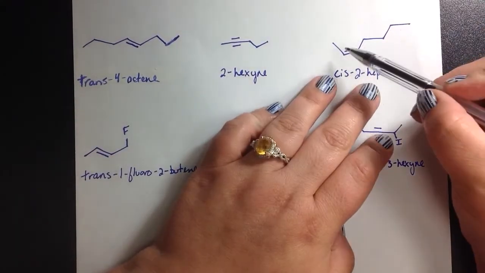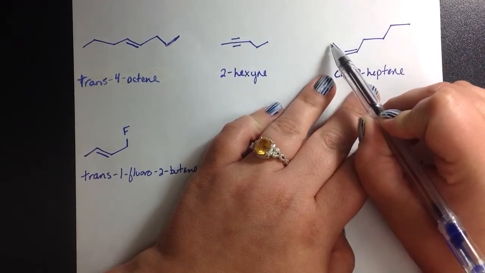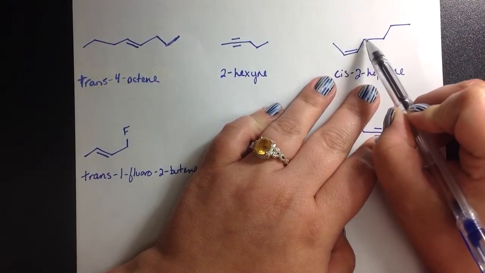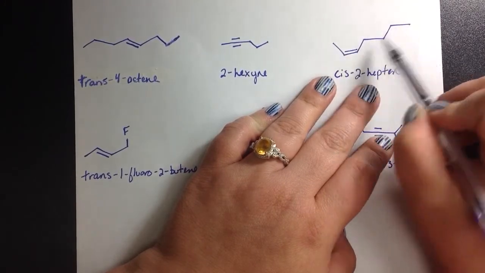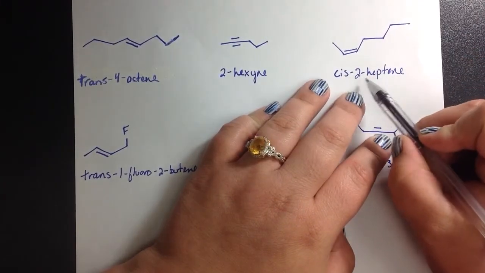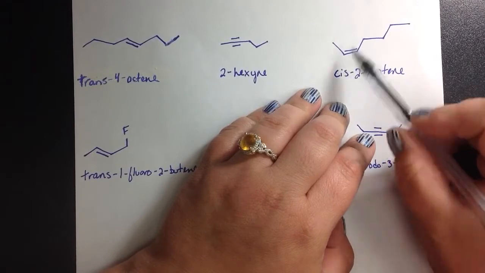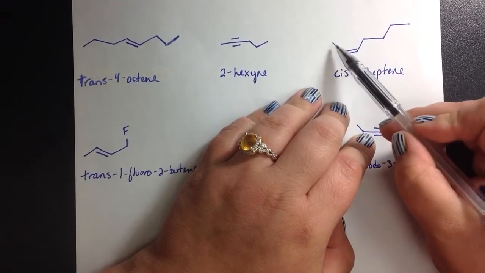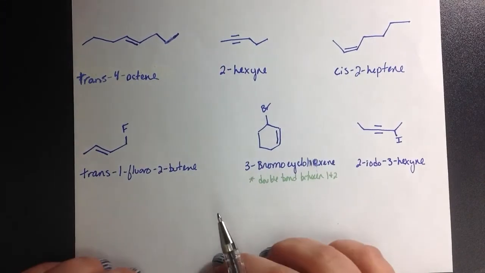I'm going to again start by counting our carbons here. 1, 2, 3, 4, 5, 6, 7. We want to count this direction because it gets us to that double bond fastest. So it's going to be a 2-heptene, and we designate it as a cis because the carbons are going in the same direction there. Yes, that can get more complicated. Let's not do that just yet.